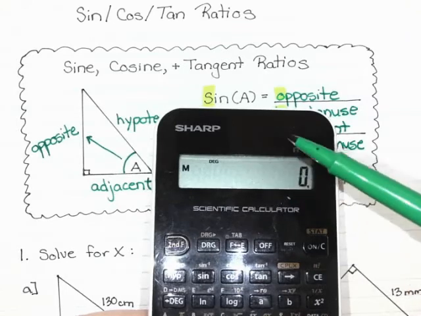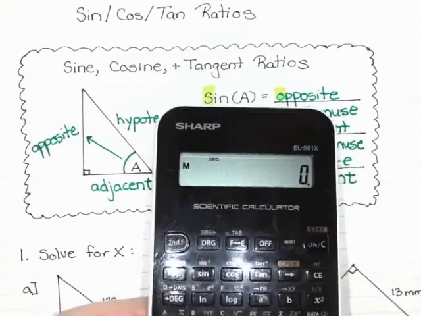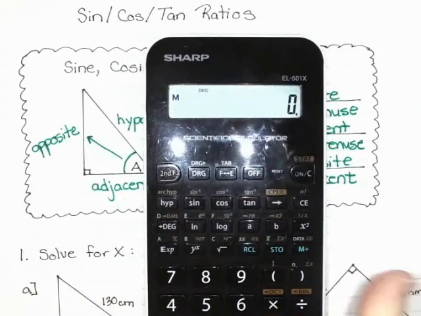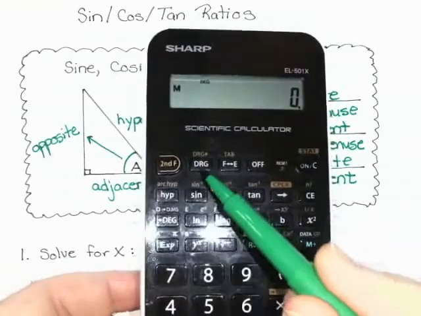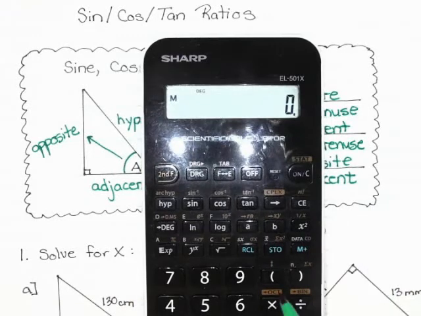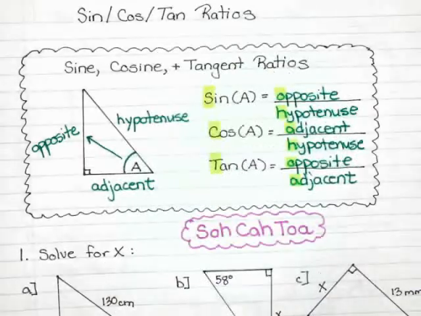And if you're not in degrees, you can try resetting your calculator. If you don't have a reset button, you might have a button that says DRG on it, which this one does. Otherwise, you might have to do it with your mode. If you have a calculator and you are not sure, you can take a picture of it, and if you email it to me, I will try to get back to you with how you can switch into degrees. Okay, so I'm in degrees, so I'm good.